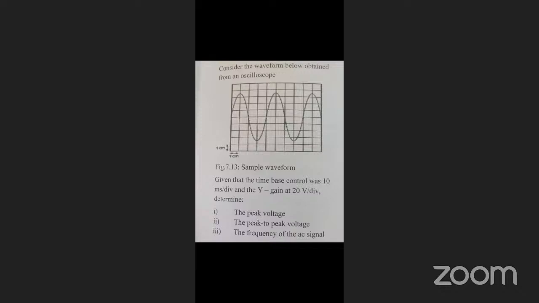Now, how do we get the periodic time? The periodic time is simply one complete oscillation. In that case, the time-base control was 10 milliseconds per division. This is a graph of V against T. What is the periodic time? For one complete oscillation, how many divisions are there? One, two, three, four. Four divisions, and one division is 10 milliseconds. So you take 10 milliseconds multiplied by four, and you obtain 40 milliseconds.